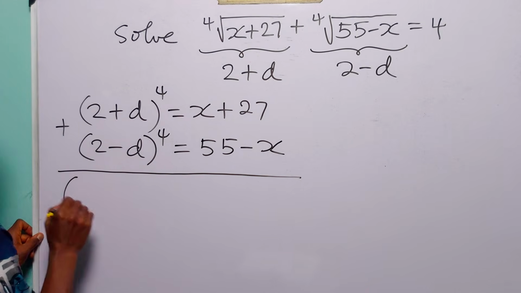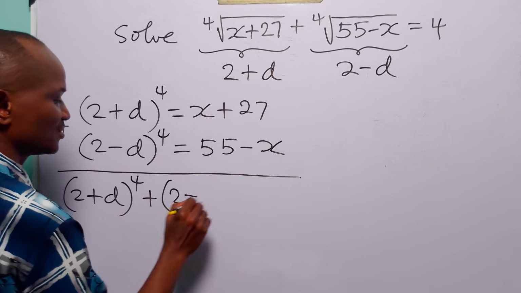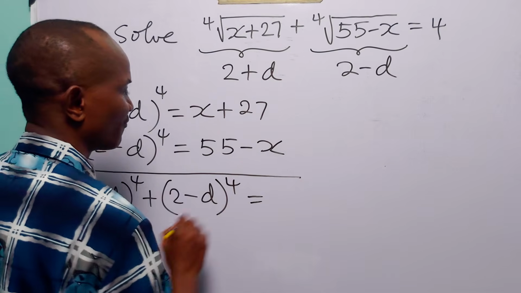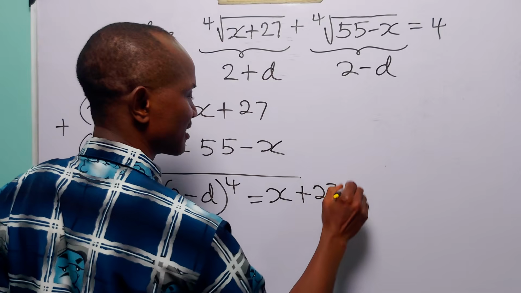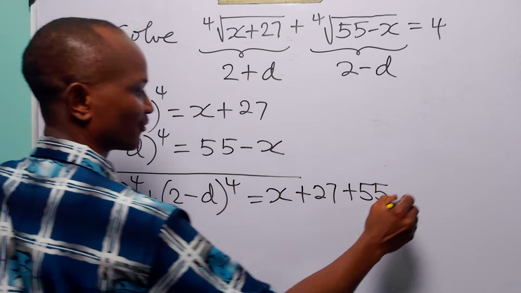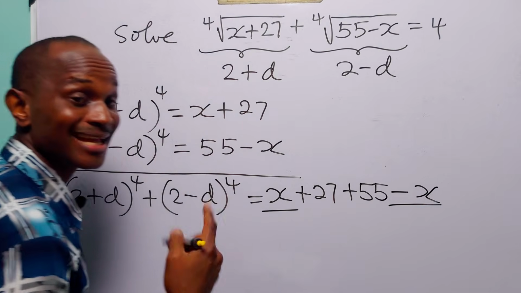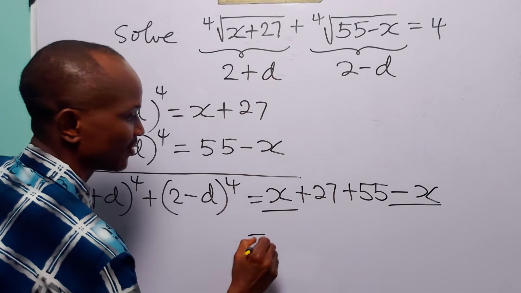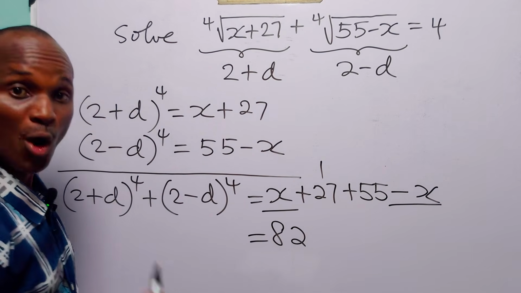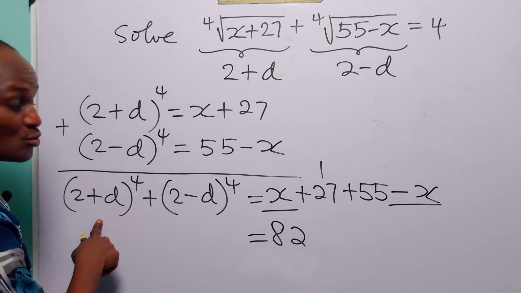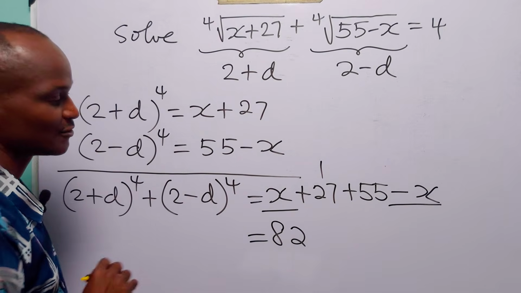On the left-hand side, we have 2 plus d to the power 4 plus 2 minus d to the power 4. And this is equal to x plus 27 plus 55 minus x. Of course, x minus x is equal to 0. So on the right-hand side of this equation, we have 82. So ultimately, we now have to solve the equation 2 plus d to the power 4 plus 2 minus d to the power 4 is equal to 82.